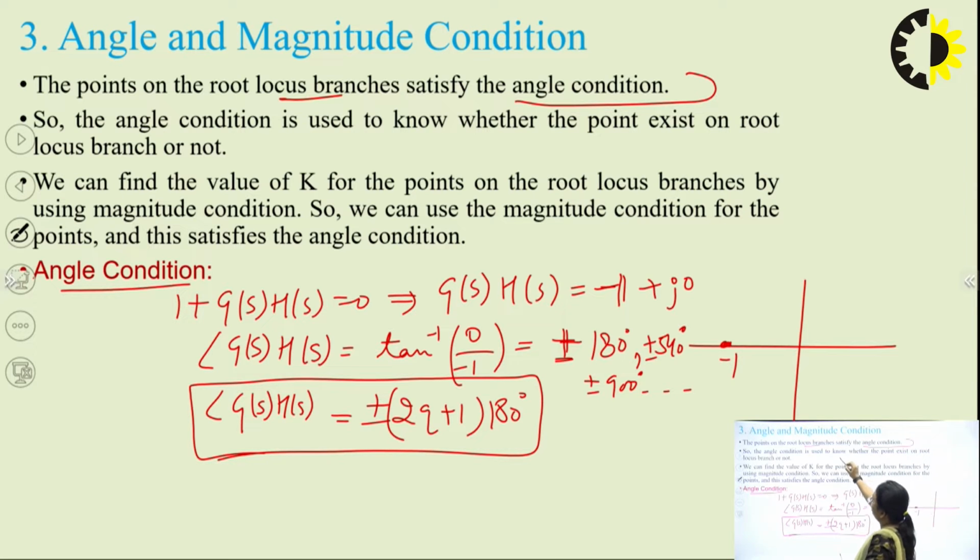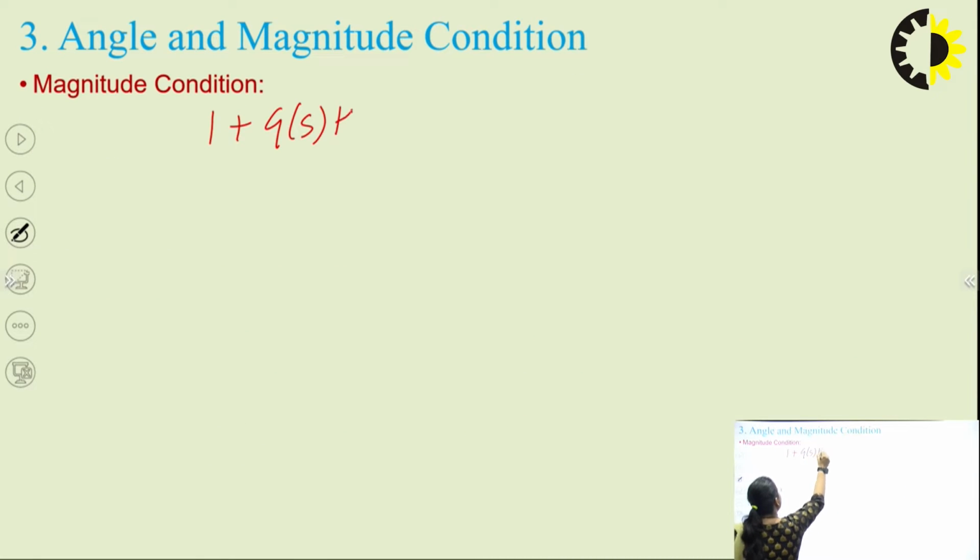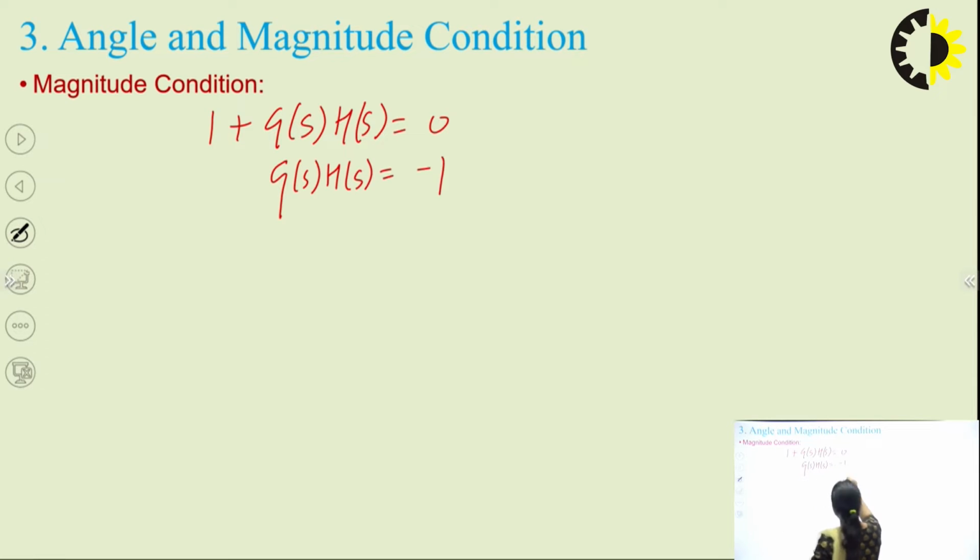So basically this angle condition is used to know whether the point exists on the root locus branch or not. We can find the value of K for the points on the root locus branches by using the magnitude condition, right? So we can use the magnitude condition for the points which satisfy the angle condition. This is vice versa. So what is the magnitude condition? It can also be obtained from the characteristic equation. As we know that 1 plus G(s)H(s) equals 0, or shall I write G(s)H(s) equals minus 1, right?